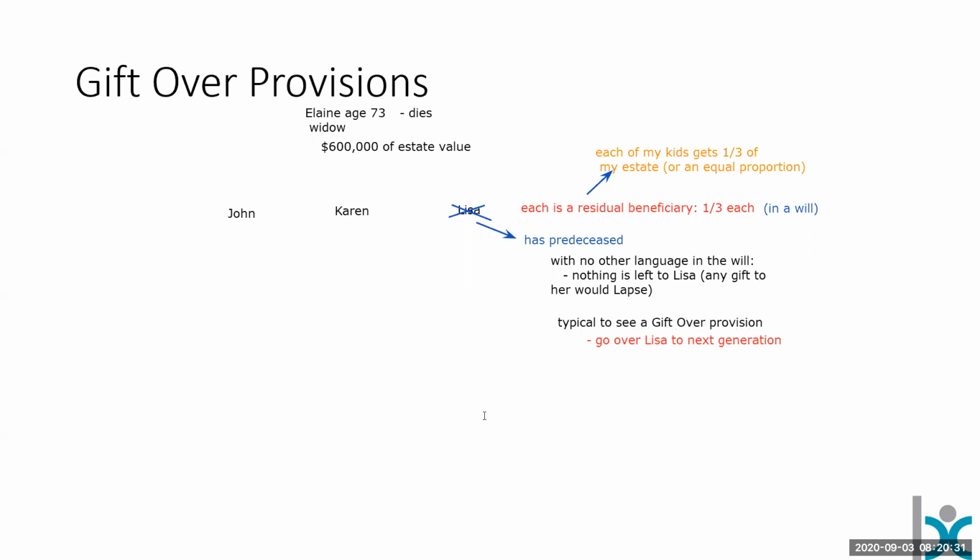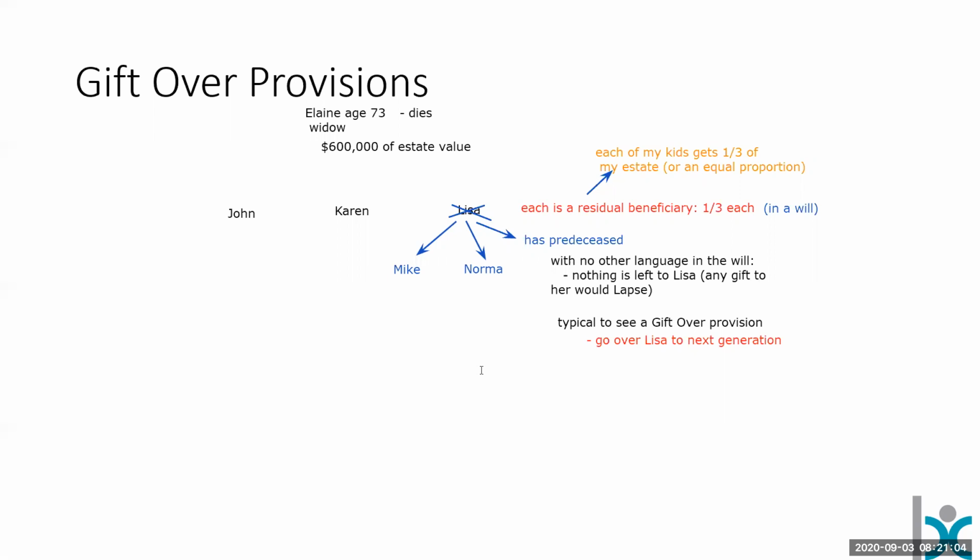Now, there are 2 kinds of gift over provisions. And to illustrate this, I'm going to give Lisa some kids. So Lisa has, let's say, for the sake of simplicity here, 2 children of her own. We've got Mike and Norma.